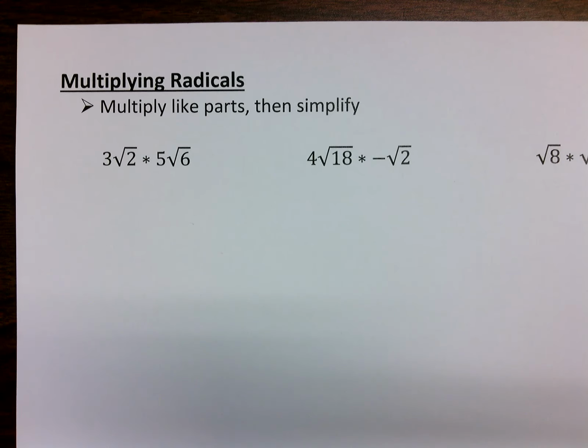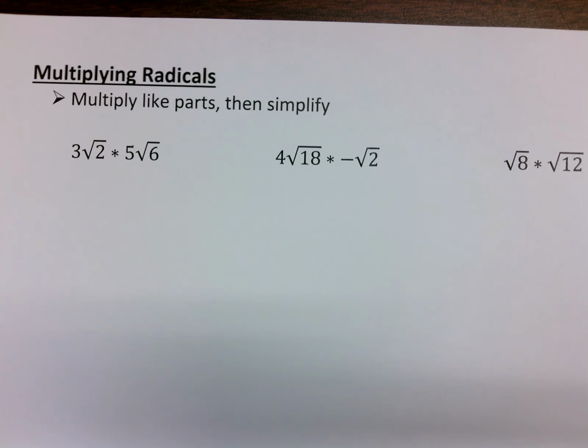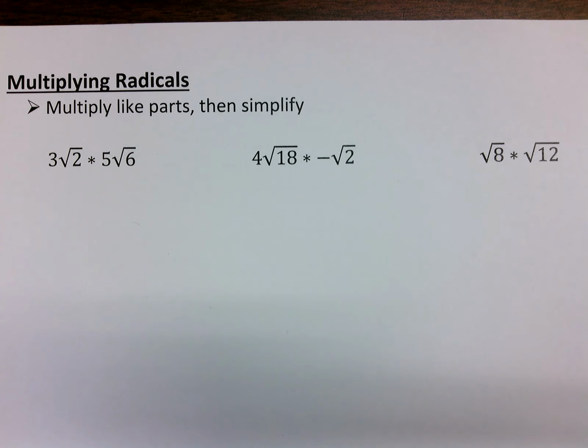So today we're going to look at multiplying radicals, which is not super difficult. It's a lot like simplifying. You just have one extra step at the beginning. Okay, so what we're going to do is multiply like parts.